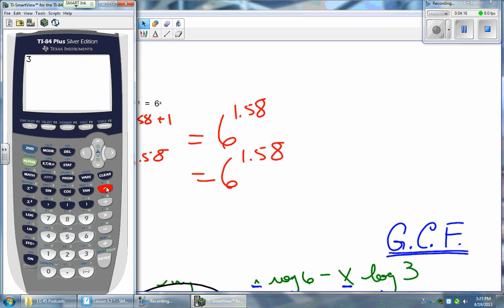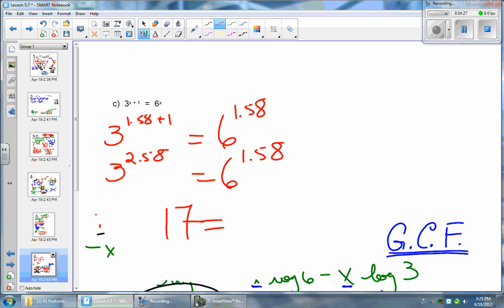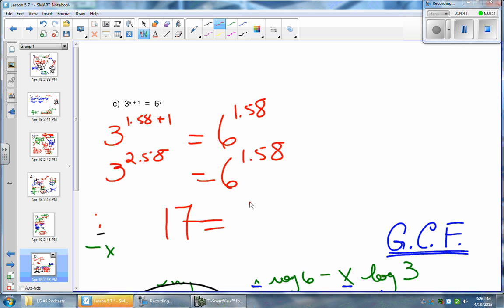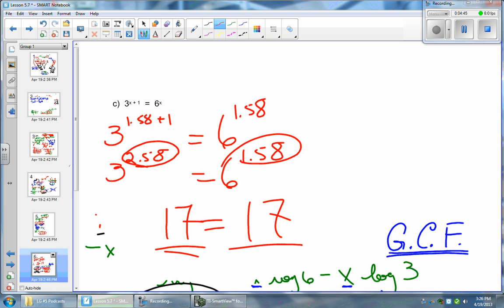3 to the power of 2.58 gives you an answer of approximately 17. And because I'm using rounded numbers, these should be pretty close, okay? And 6 to the power of 1.58. And here's hoping it's close to 17. And it is almost perfectly 17. So if I didn't use these rounded numbers here and here, they would be identical to each other. And that's how you solve that problem.